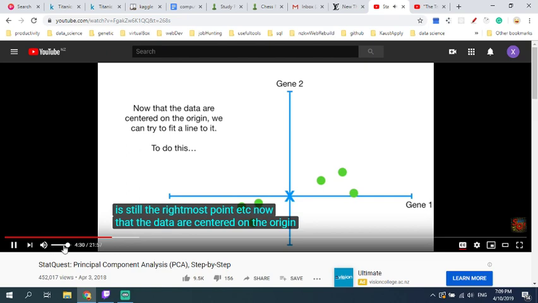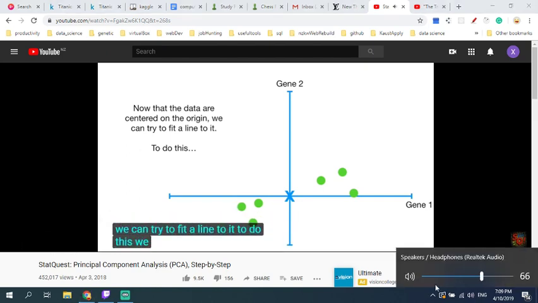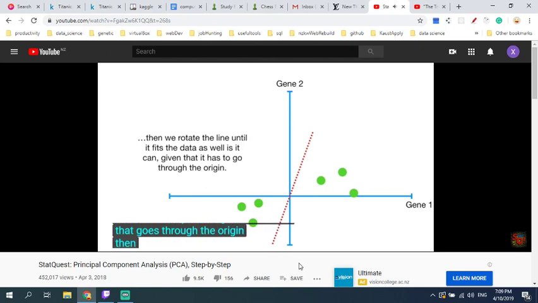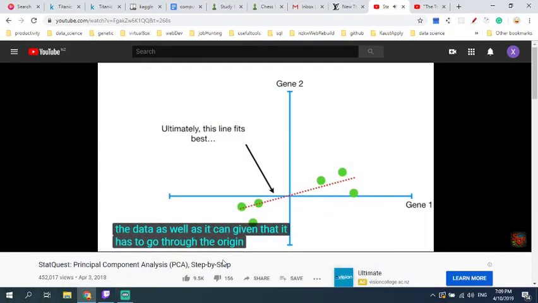are centered on the origin, we can try to fit a line to it. To do this, we start by drawing a random line that goes through the origin. Then we rotate the line until it fits the data as well as it can, given that it has to go through the origin. Ultimately, this line fits best.